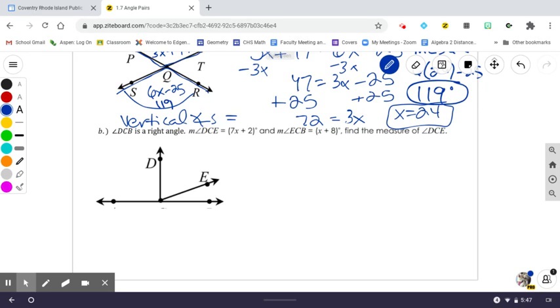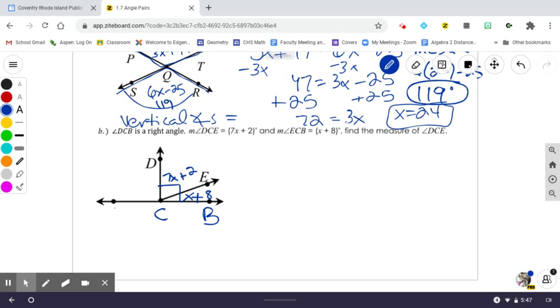Here's another one. DCB is a right angle. Oh no, this got cut off. Okay, well, we'll say this is DCB. DCB is a right angle. DCE is equal to 7x plus 2. ECB is x plus 8. Find the measure of DCE.